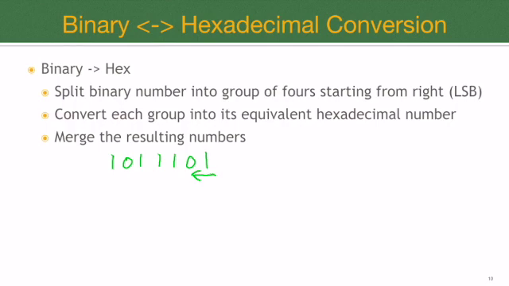So I'll get 1 0 1 1. This is my first group of 4, and my second group of 4 is 1 0 1. Okay, so these 3 bits have come over here, these 4 bits have come over here. Next, we want to convert each group into its equivalent hexadecimal number. Okay, so how do we do that?